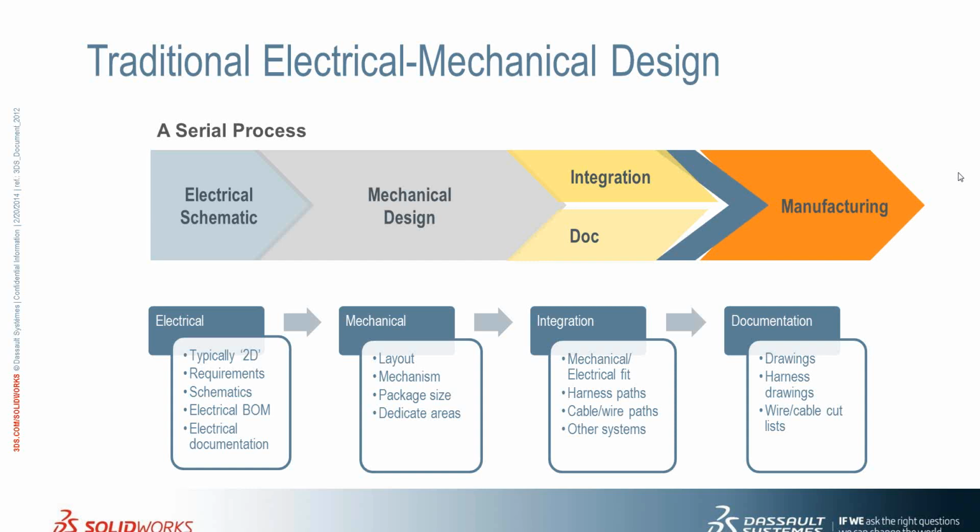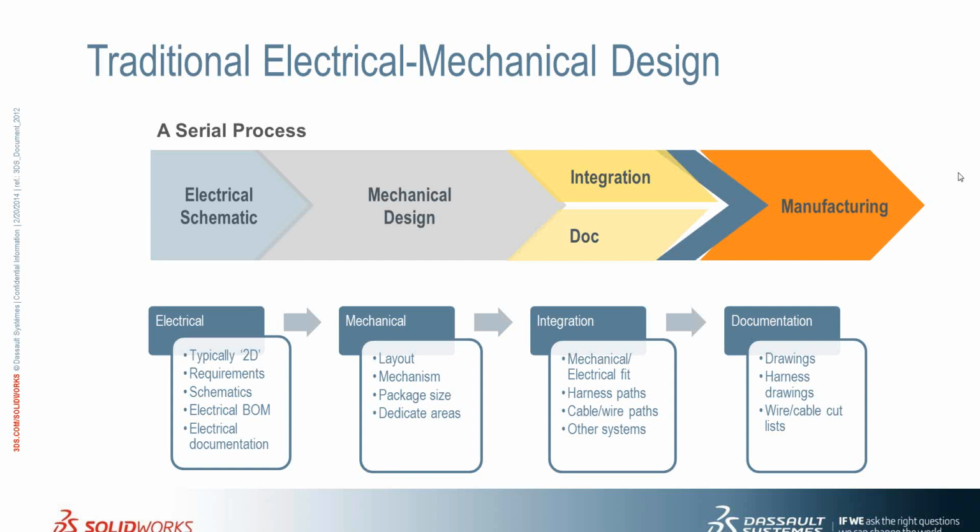For the mechanical department, they will do the mechanical design, the layout, the mechanism, the package design, the dedicated areas that are assigned to mechanical. So what's next is the integration. Now, what the mechanical did and what the electrical did, we will combine together, and we will do this mostly because of the harness path, the cable wire length, and also other necessary integrations between the electrical and the mechanical departments.